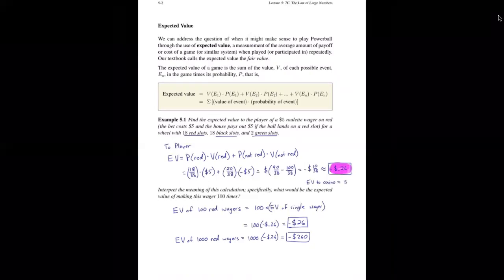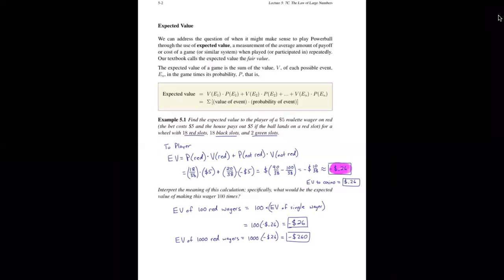It's just positive 26 cents. There's sort of a net conservation of money here. So the casino gains about a quarter for every roulette wager on red, on average. That's essentially the house edge that people like to talk about.